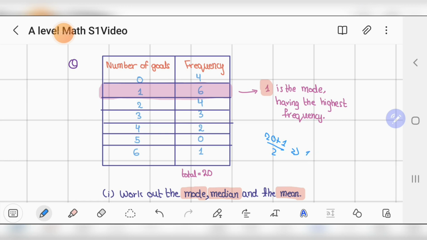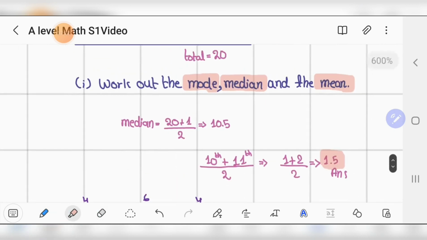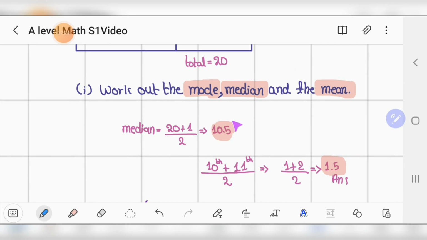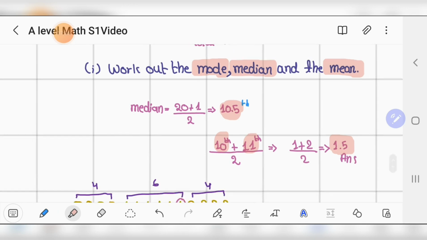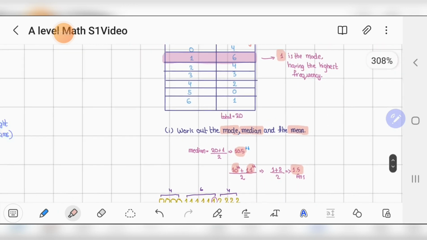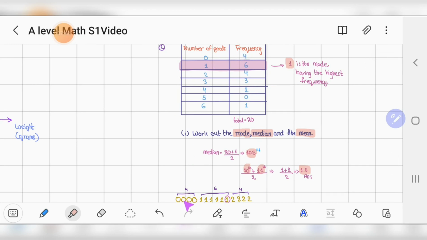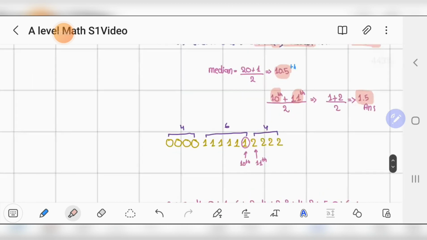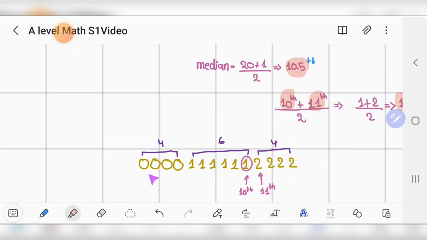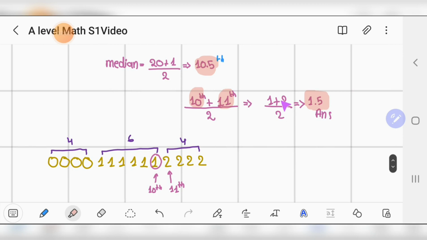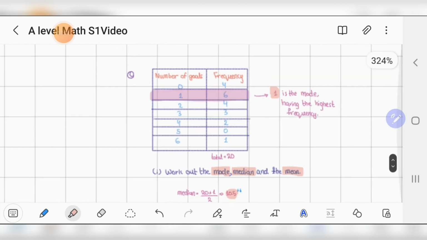10.5, which means the 10th plus 11th upon 2. You can see here that 0 has a frequency of 4, so there are 4 zeros. 1 has a frequency of 6, so there are 6, and 2 has a frequency of 4. So now we can take the 10th and 11th numbers. This is the 10th and this is the 11th. Then 1 plus 2 upon 2 is 1.5, which is the answer. This is how you calculate the median.